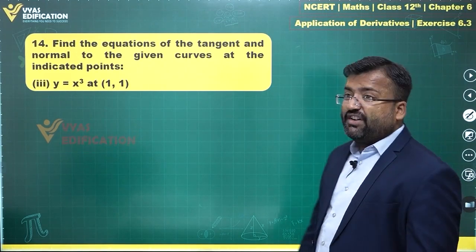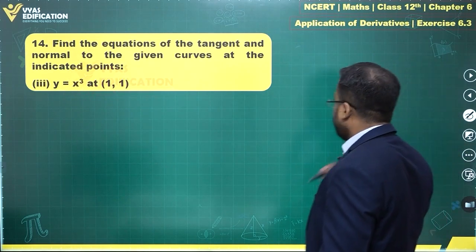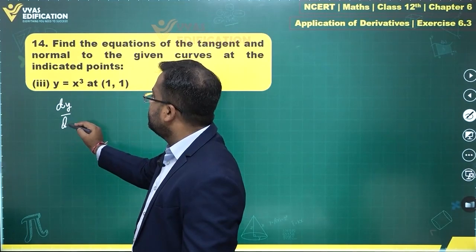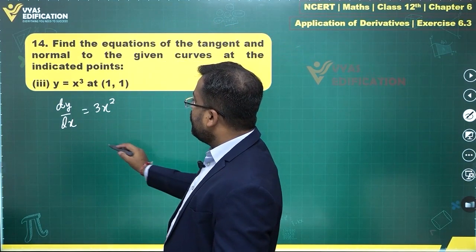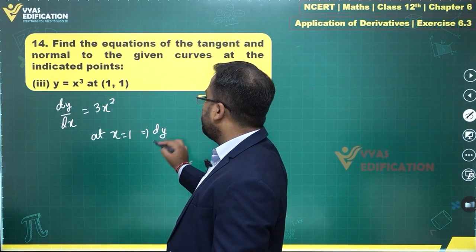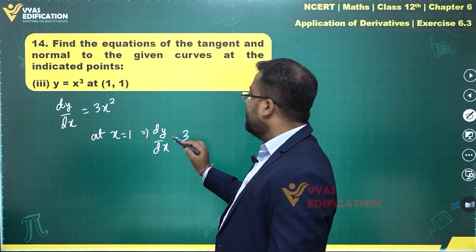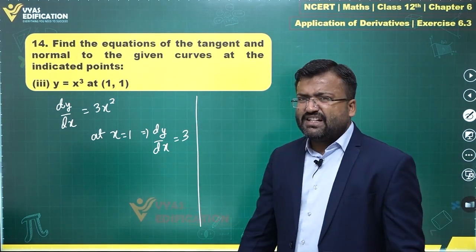Y is equal to x power 3 at 1, 1. Now, y is equal to x power 3 is a pretty simple equation, and we can easily find the derivative of this. Dy by dx is equal to 3x power 2. And if you want to find at x equal to 1, dy by dx will be equal to what? This will be equal to simply 3. 3 times 1 square is 3.